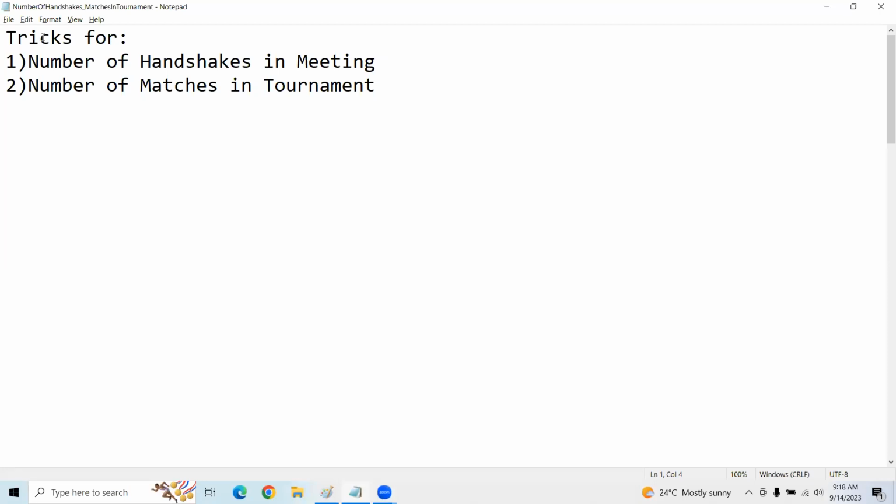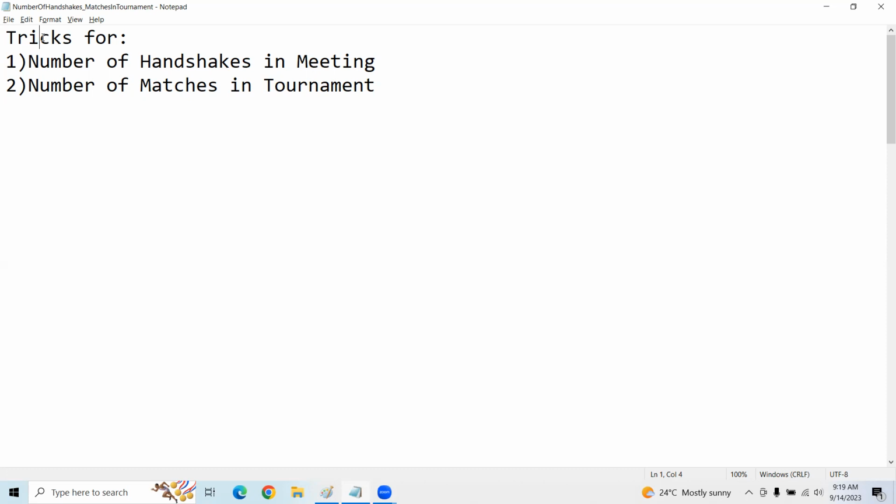Today we are going to learn tricks for the number of handshakes in a meeting or the number of matches in a tournament. You would have seen a lot of questions being asked in exams, like there was a ceremony and 50 people meet. Each of them did a handshake with each other. So in total, how many handshakes are done in the ceremony?